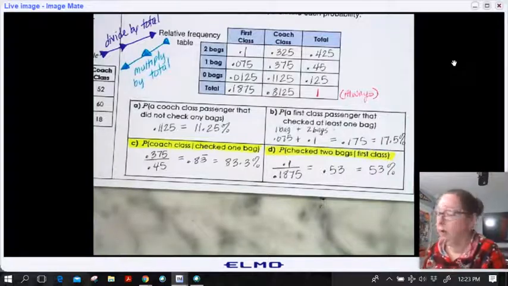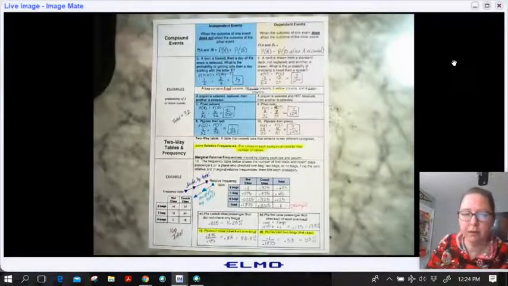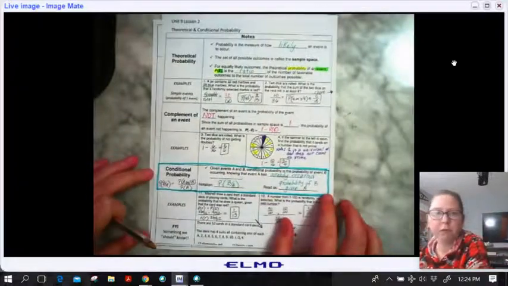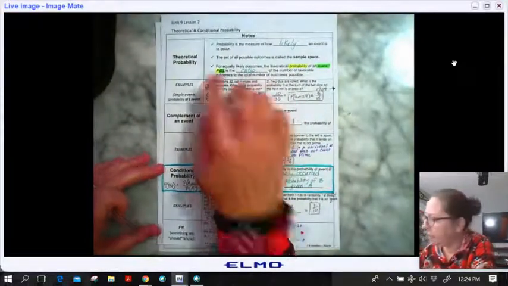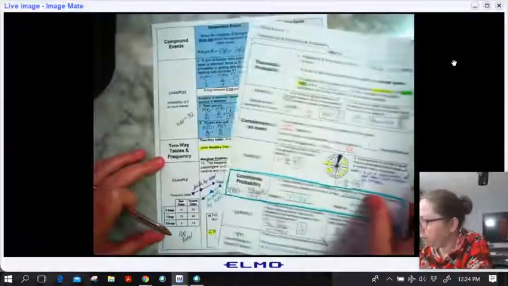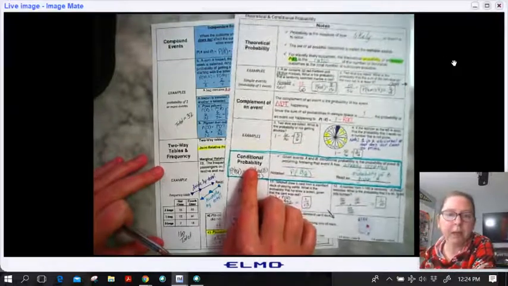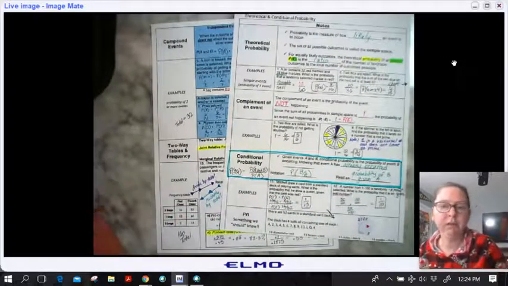All right. That is it for today, guys. I know that was kind of a big lesson. And it went out of order a little bit. I'm sorry about that. I just didn't want to waste paper for us. So this was theoretical probability, compound events, conditional probability, and frequency tables with probability of events.